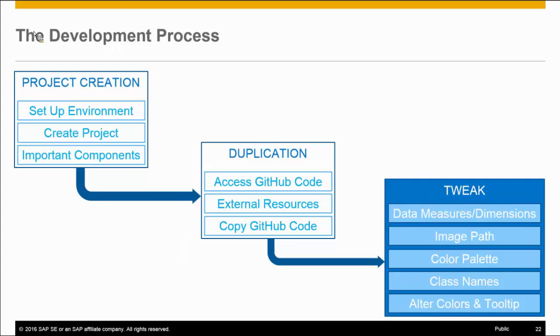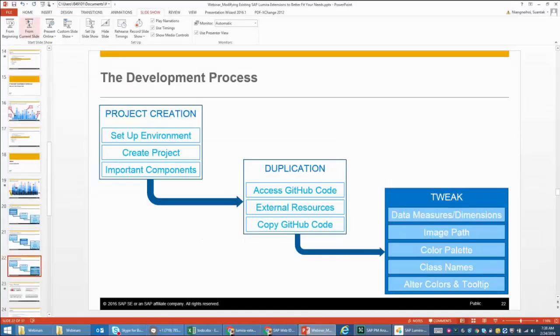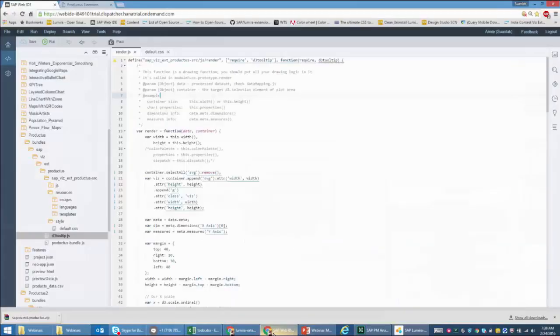Now we're going to go to the third part of actually rebuilding this extension. We will cover the data, measures and dimensions. We're going to make sure that we have all our data in there, and we're going to correct the image path so that we make sure that we have all of our images. And then we're going to try and fix the color, and we're going to fix the class names. We're going to make it unique, and we're also going to alter the colors a bit.